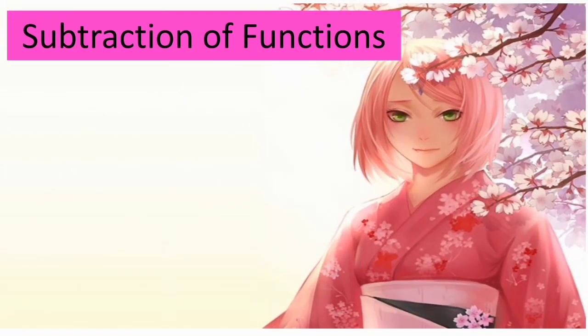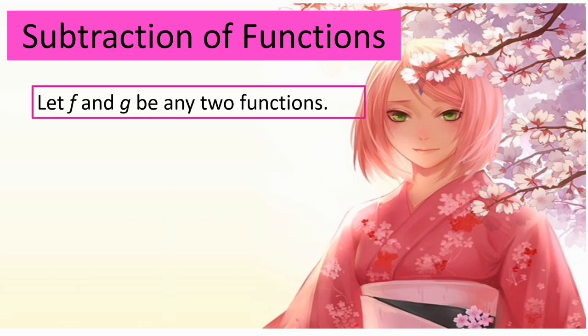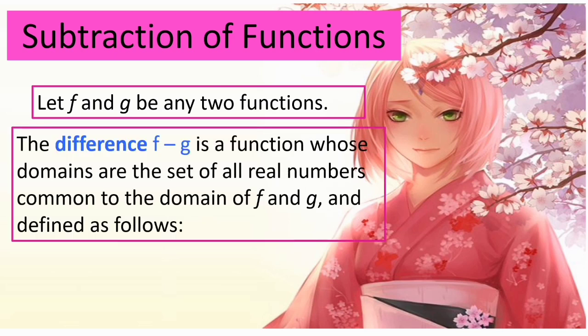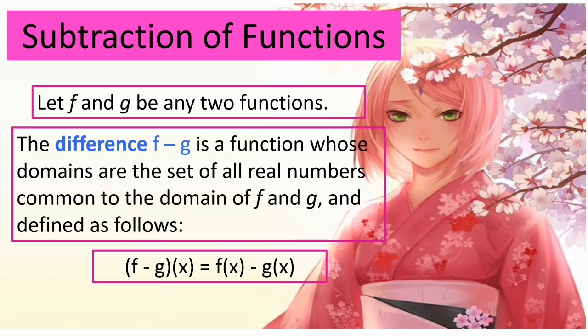Now, let's proceed to subtraction of function. So, let f and g be any two functions. The difference of f minus g is a function whose domain are the set of all real numbers common to the domain of f and g and defined as follows. So, f minus g of x is equal to f of x minus g of x.